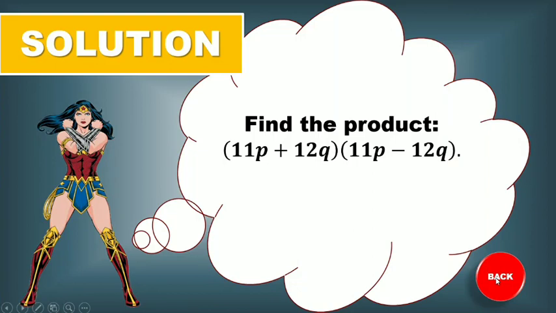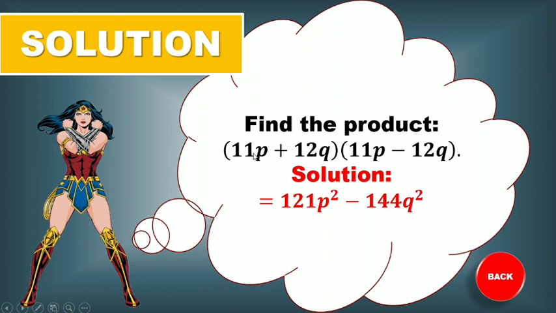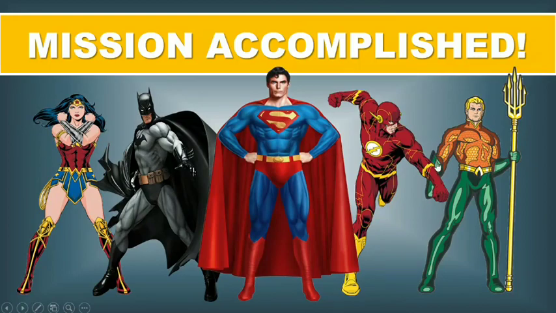To answer this directly, we just square the first term. The quantity 11p squared is 121p squared, and then minus, the sign is always minus, the square of the second term, which is 12q. The quantity 12q squared is 144q squared. Therefore, the answer for this exercise, 11p plus 12q times 11p minus 12q, is 121p squared minus 144q squared. Alright? Okay, let's choose the last superhero, Aquaman.